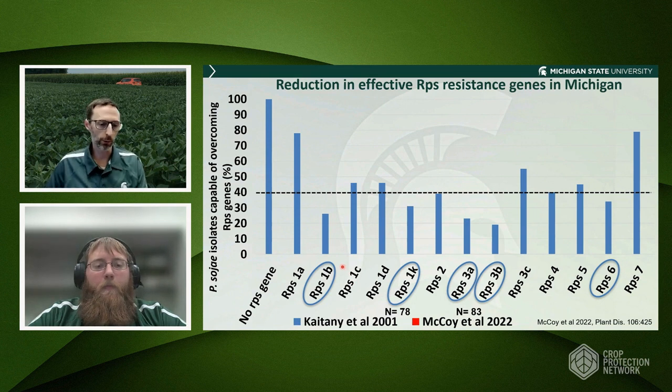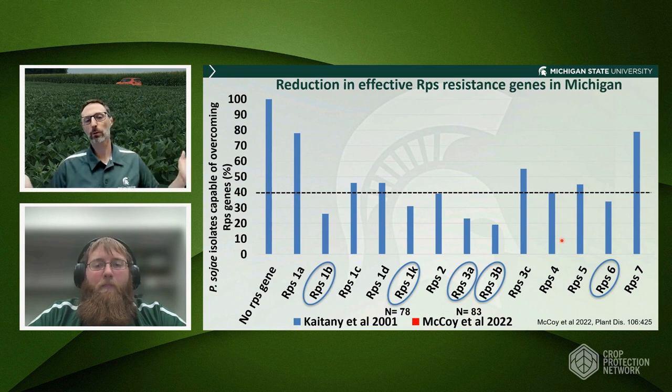And we've circled in blue there the ones that were below that threshold, such as 1B and 1K, that were 20 years ago effective in managing most of the population. So 1K was able to manage about 70% of the isolates out there. Only about 30% were able to overcome 1K, and similar numbers with 3A, 3B and 6. So you put all this effort in, Austin, to have a look at it again.